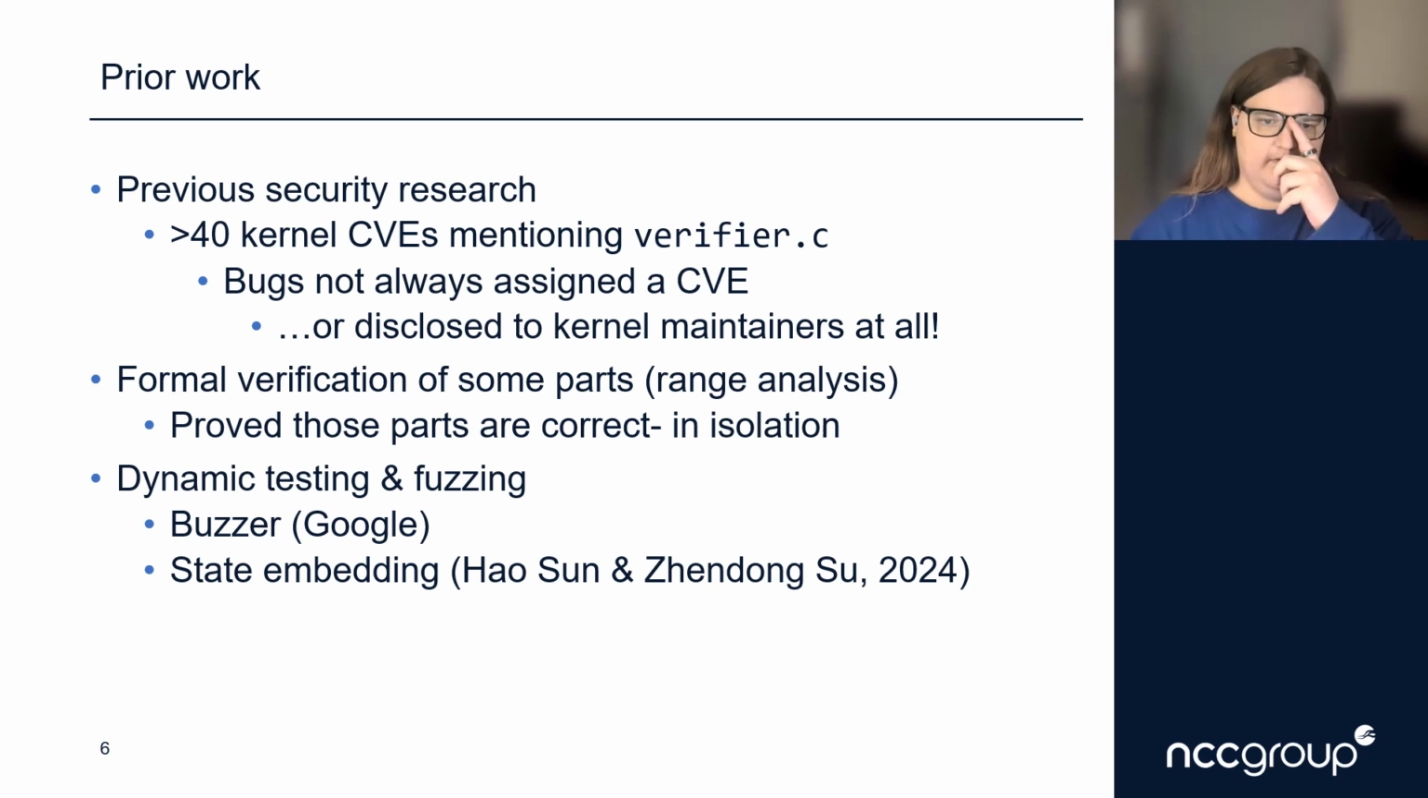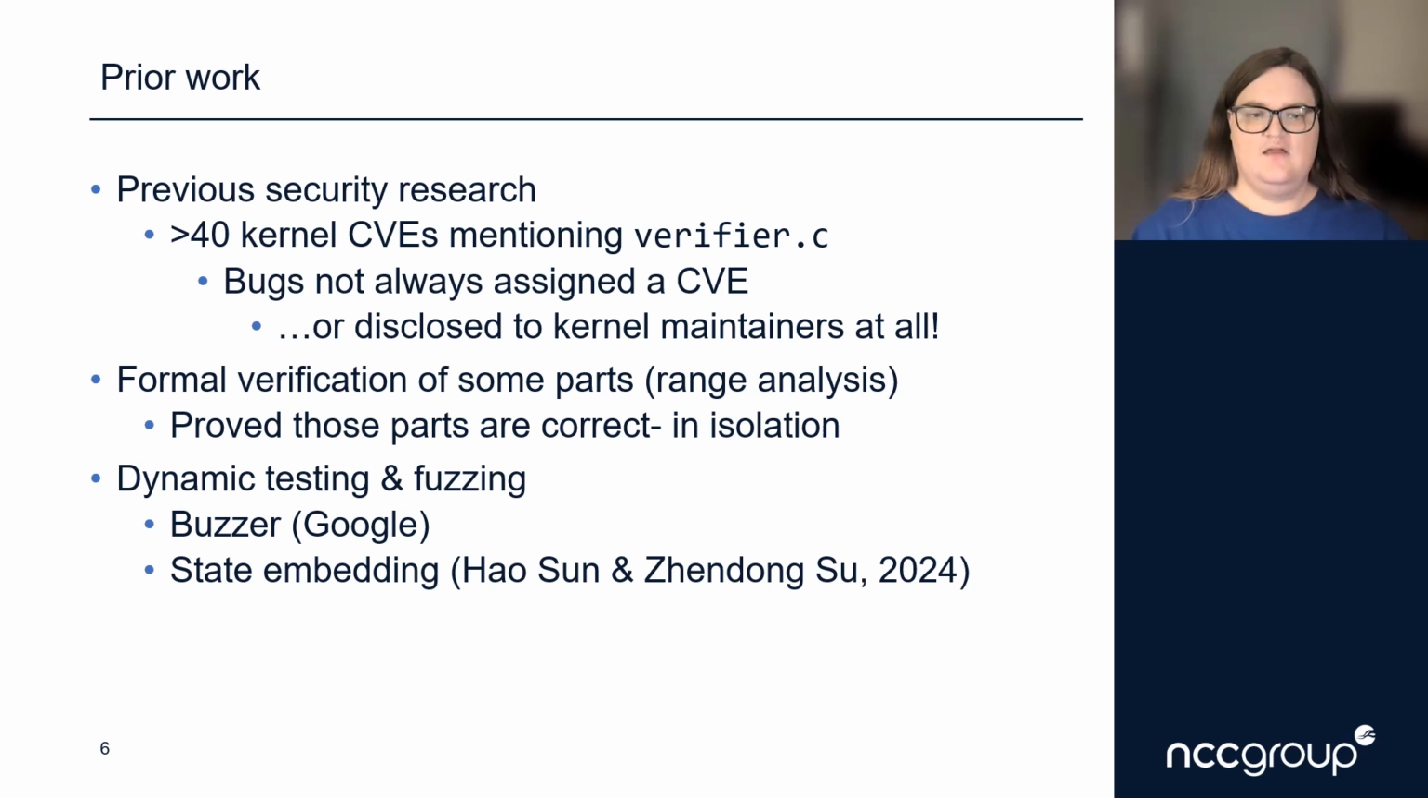So let's look at prior work on the verifier. There's been previous security research. There have been more than 40 CVEs in the kernel that mention verifier.c. Again, just one file for the verifier. And of course, bugs aren't always assigned a CVE. In fact, bugs aren't always disclosed to kernel maintainers at all. Sometimes they're exploited in the wild and nobody knows about them.